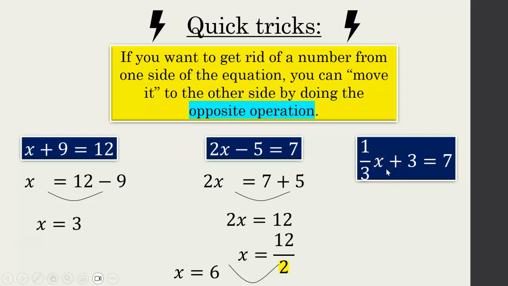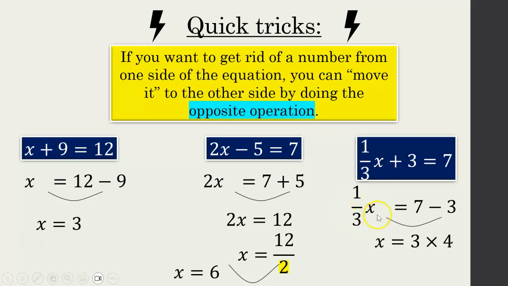Okay, the last example we looked at was a third x plus 3 is equal to 7. Now again, I want to get rid of this 3, so I'm going to bring it over. So it's plus 3, so it's going to become minus 3. It's changing the operation. So then I have a third x is equal to 7 minus 3, which is just 4, yeah? Now, I don't want a third x, I want x. Now, think about it. What's happening here is this is dividing. So this is the same thing as x divided by 3, yeah?